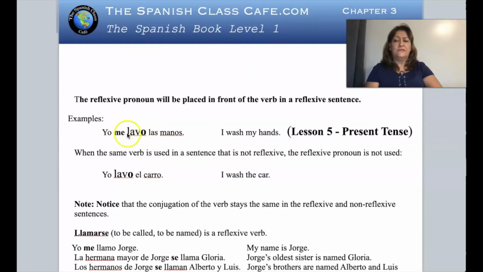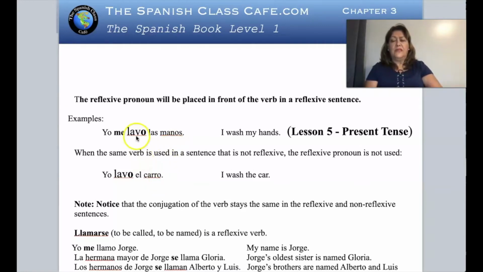This is the verb of the sentence right here, lavo, and the reflexive pronouns will go in the front. Now, because I'm washing my hands, the action is reflexive. Then it will be yo me lavo las manos. I'm doing the action of washing and I'm receiving the soap and the water. Then this action is reflexive. We do need to use the reflexive pronoun in the sentence.